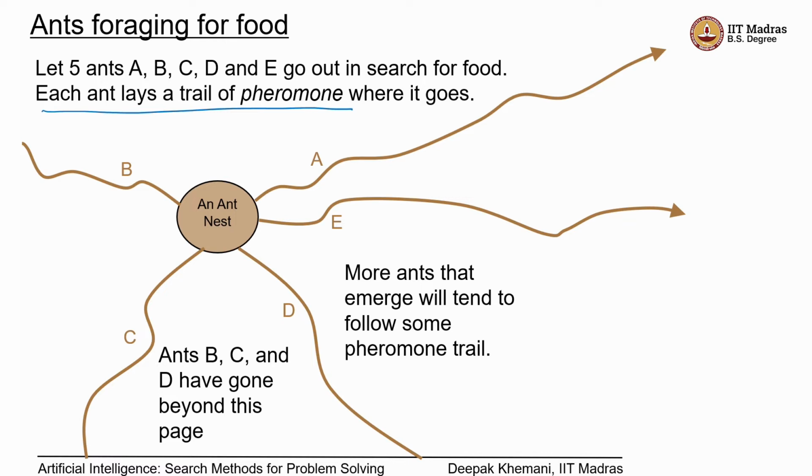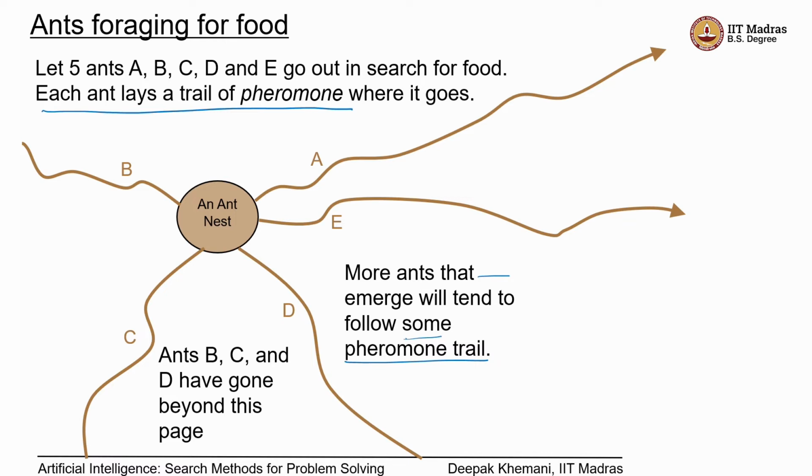And essentially, ants have a simple rule that when they have to go somewhere, if they sense pheromone somewhere, they just follow the path. So one ant follows the other. More ants that emerge will tend to follow some pheromone trail, essentially. So initially, let's say there are these 5 ants and they have all gone in search of food.